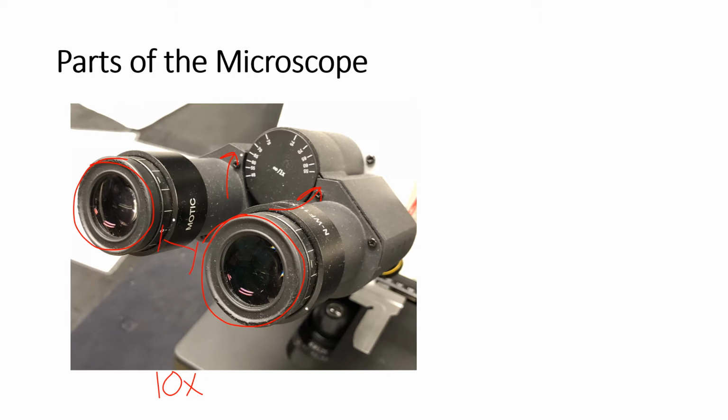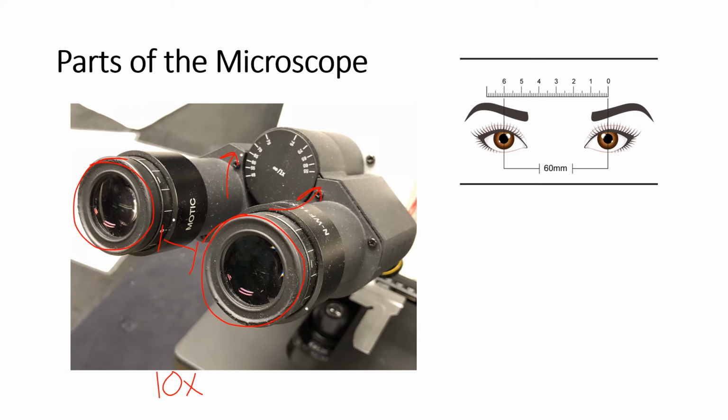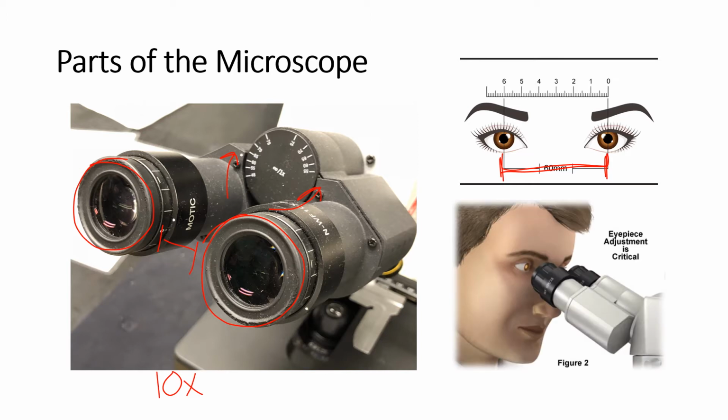And this is very important because you want to adjust them for the width of your eyes. Everybody's eyes are a little bit different lengths apart, so the width between your two eyes is a little bit different. So when you get your microscope, you want to adjust it to fit the width of your eyes so that you can look through both oculars at the same time and comfortably see one field of view. It'll be one circle of light.